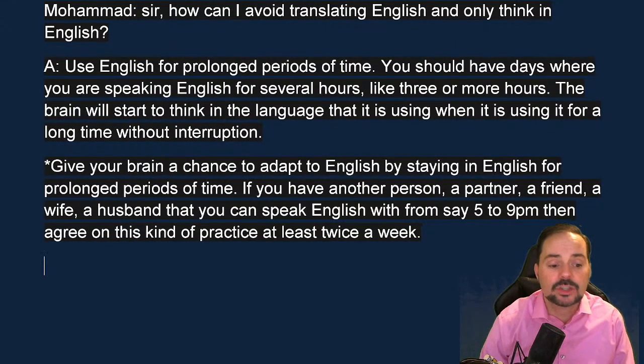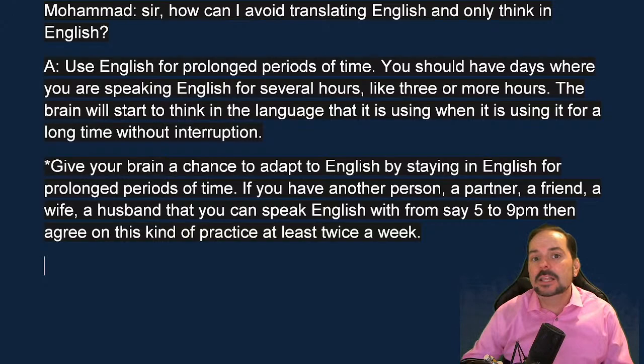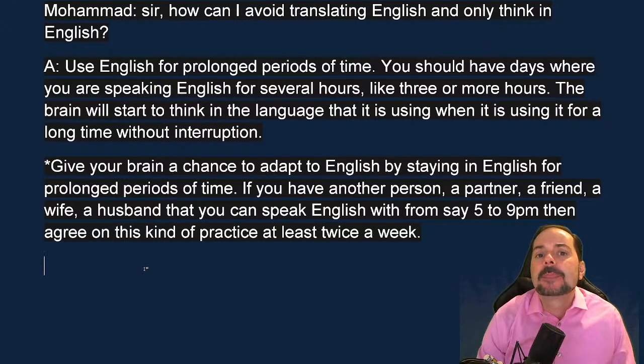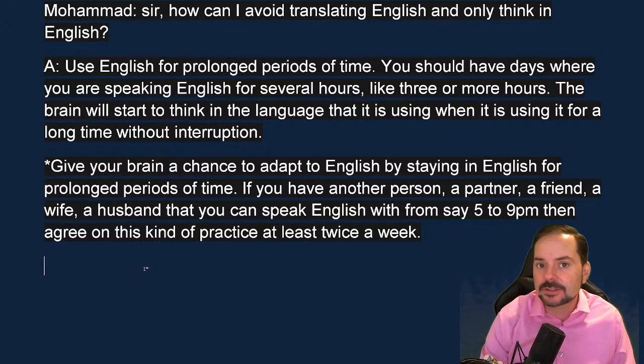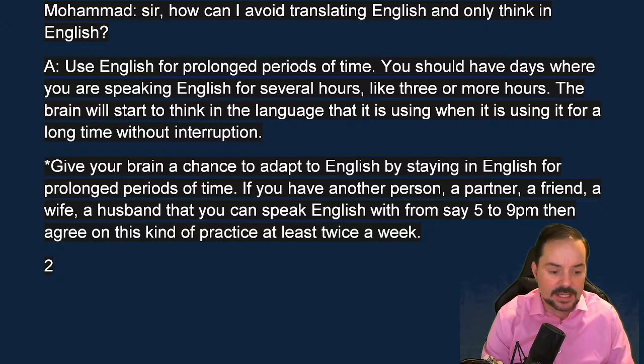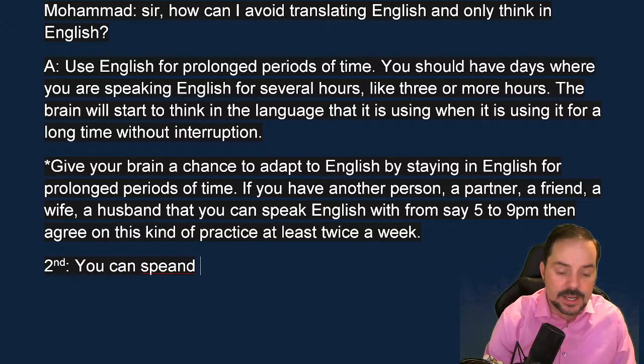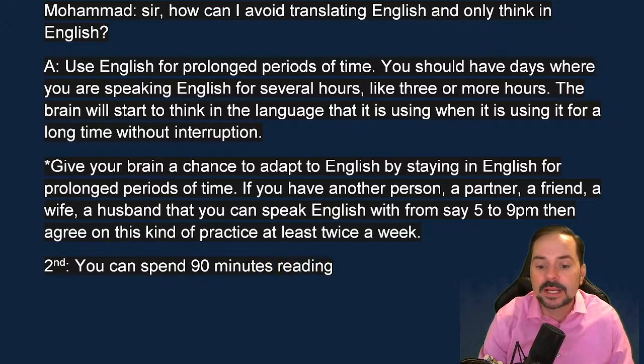Also, another way to train your brain to think in English instead of your first language or your native language is to read and write simultaneously. That was the first answer. This is the second one. So second, you can spend 90 minutes reading an English novel, not a textbook, but an actual English novel, a story, okay?